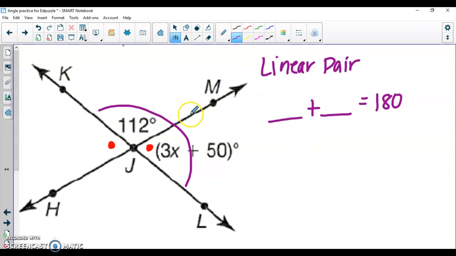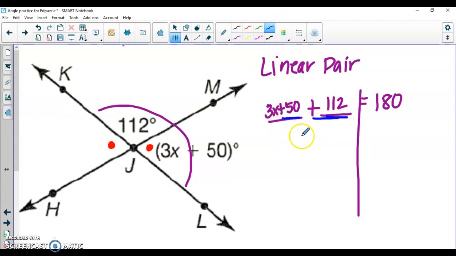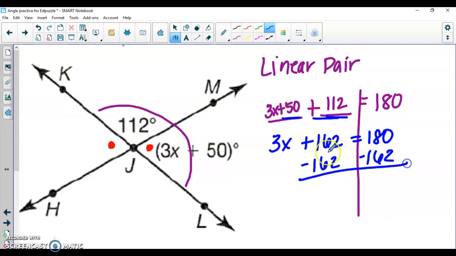When you solve it, you're going to input the two pieces from the angles. You can either do 3x plus 50 first or the 112. It's not going to matter because we're adding. I do notice over here that I have three different things going on, so I need to combine my like terms. So I have a plus 50 and a plus 112, which is going to give me 162 equals that 180, and I still have that 3x out front. So I'm going to go ahead and subtract the 162. And in doing that, I get 3x is equal to 18. Divide by 3 and x equals 6 degrees.